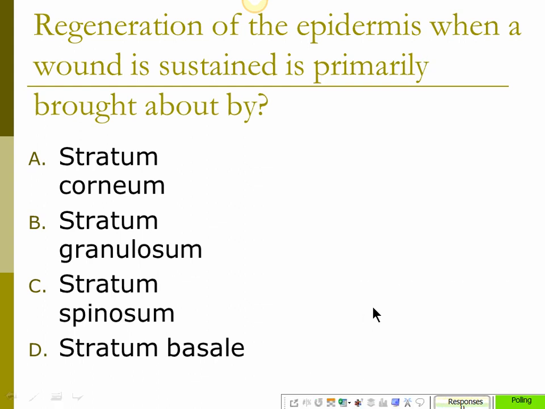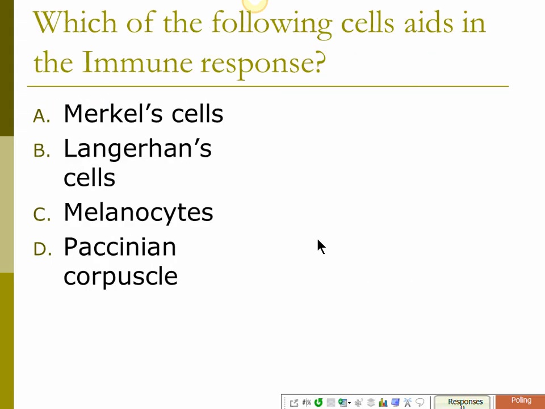Okay, so we did this last time. So I'm going to begin today's class by, again, just a little review of what we've done so far. So which of the following cells aids in the immune response?